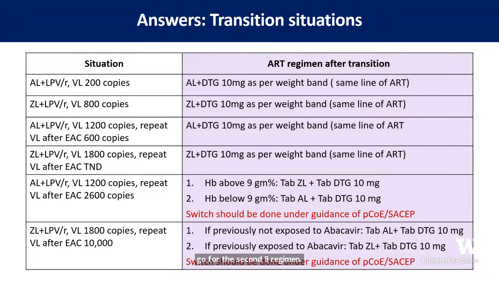If hemoglobin is more than 9 gram percent, zidovudine, lamivudine, and DTG. If less than 9 gram percent, they maintain the same regimen AL DTG and switch to the other regimen as per the guidance from the pCoE or SASAP or COE. So ZL LPVR, your viral load is 1800 and repeat viral load is 10,000. Then if previously not exposed to abacavir, AL DTG will be your second line regimen. If previously exposed to abacavir, then AL DTG, ZL DTG to be continued, and under the guidance of your pCoE, CoE, and SASAP, you may have to switch to the alternative regimen.